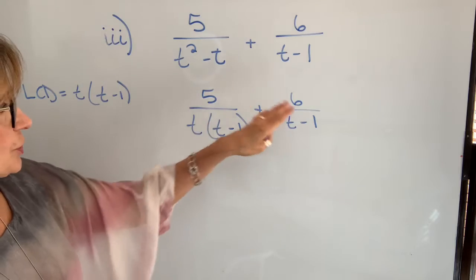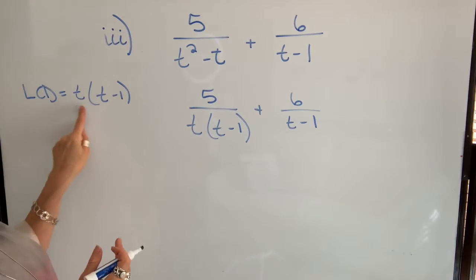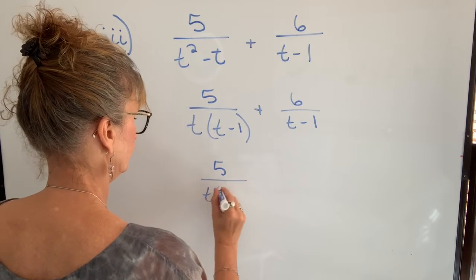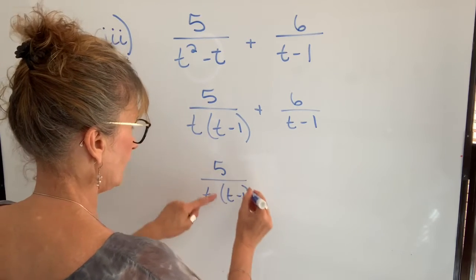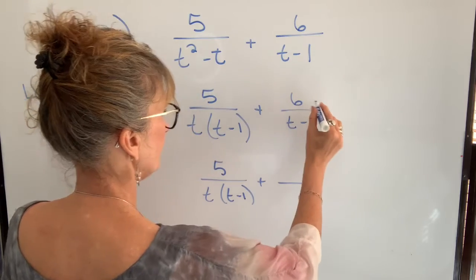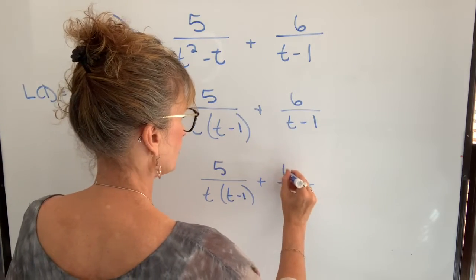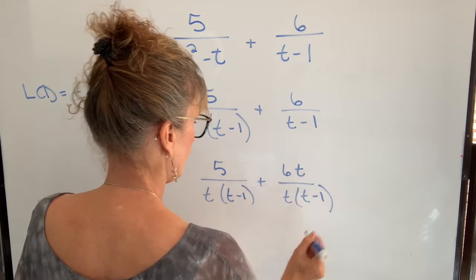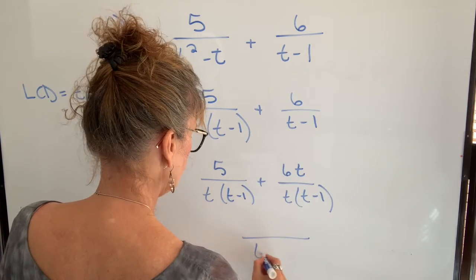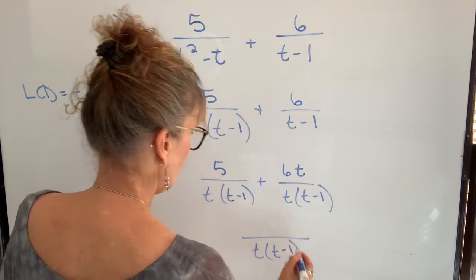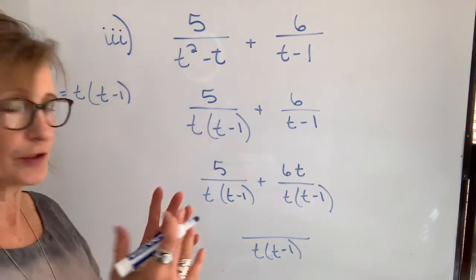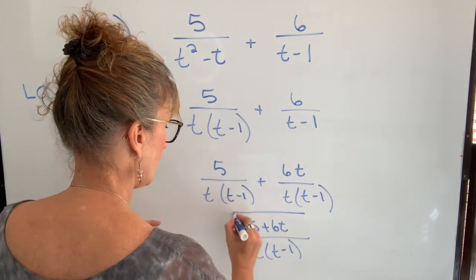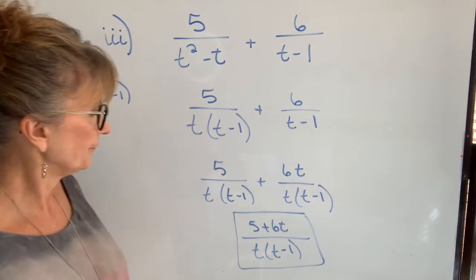So now we change each fraction to an equivalent fraction with this as our denominator. We don't need to do anything with this one because we already have the denominator. Here we're missing a factor of t. So we multiply numerator and denominator by t. Now that we have that denominator, we can combine the two fractions by adding the numerators. So 5 plus 6t over that denominator.